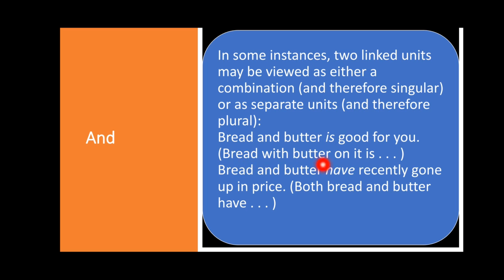Bread with butter on it, right? Now, bread and butter have recently gone up in price. So here both these units are taken as separate entities. That's why a plural verb have is used. Bread and butter. So when the two units are taken as separate entities, we use a plural verb. Otherwise, we use a singular verb. An example is here. I hope you got it.